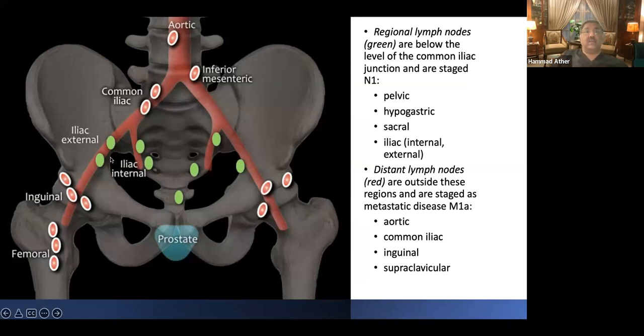Whereas all the green colored lymph nodes will be categorized as N0, N1, N2, and all the red nodes are your metastatic lymph nodes. So this is important: if you see suspicious lymph nodes in these locations, you will categorize them as an N lesion, and these you will categorize as an M lesion.